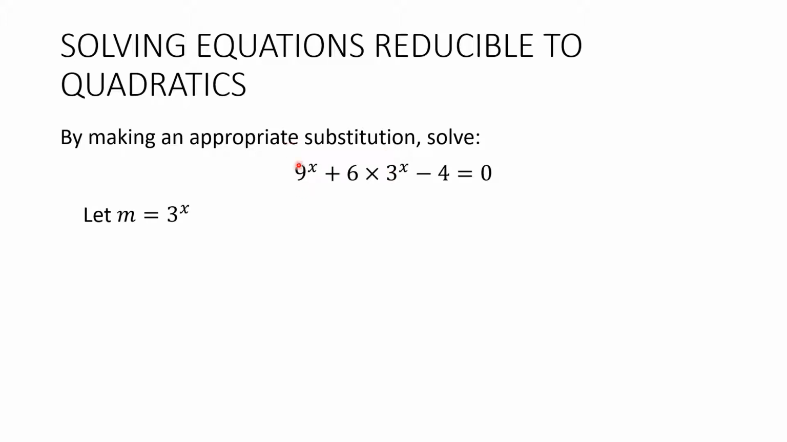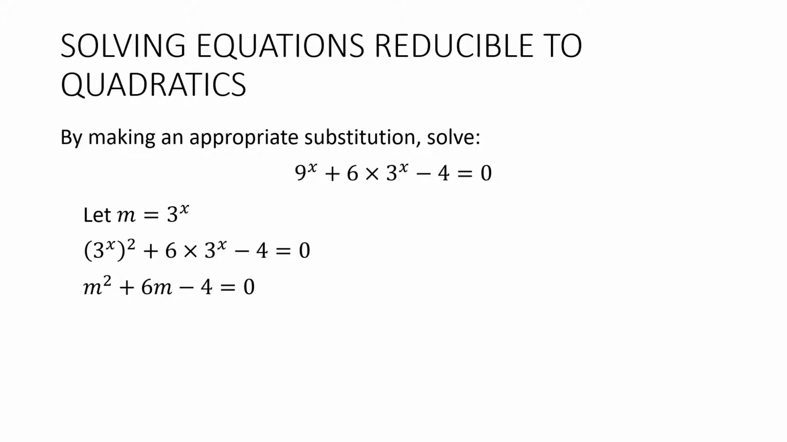Now I'm going to rewrite this, change this around. This is going to be 3 squared to the power of x, and I'm going to flip around the indices. See? Which is fine, because x times 2 is the same as 2 times x. So this is still 3 squared, which is 9 to the power of x. Now instead of that 3 to the x, I'm going to put m.